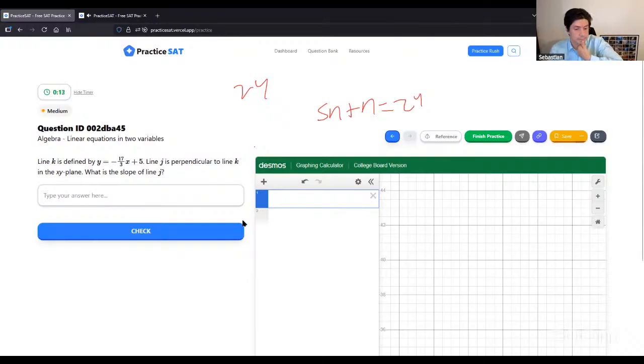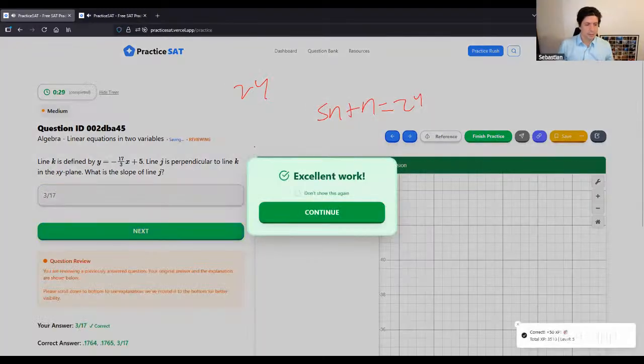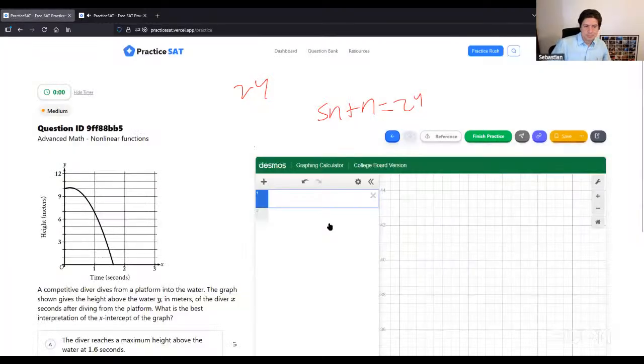Okay, no. Line K is defined by y equals negative 7/3 x plus 5. Line J is perpendicular to line K. What is the slope? Okay, so if they're perpendicular, negative reciprocal, baby. Easy. Love it. You flip the fraction, you change the sign.